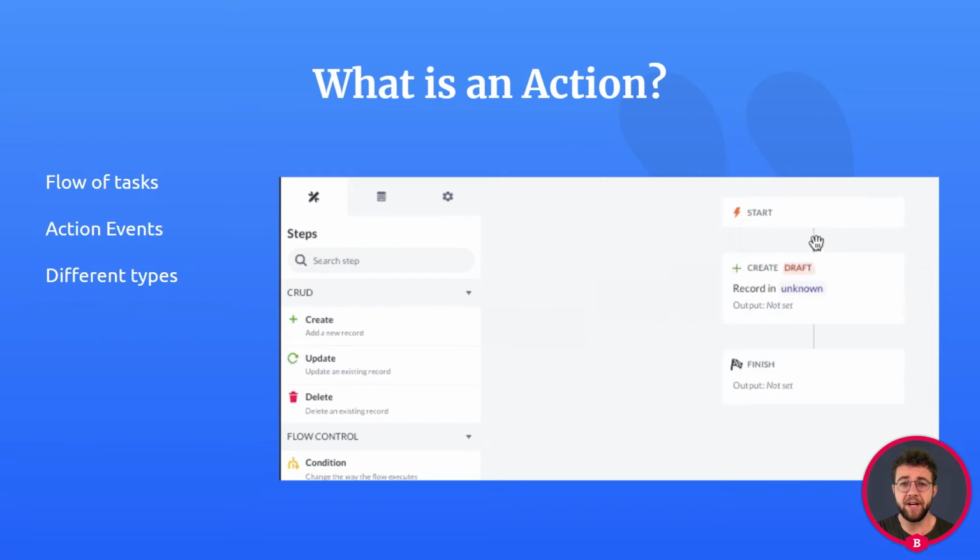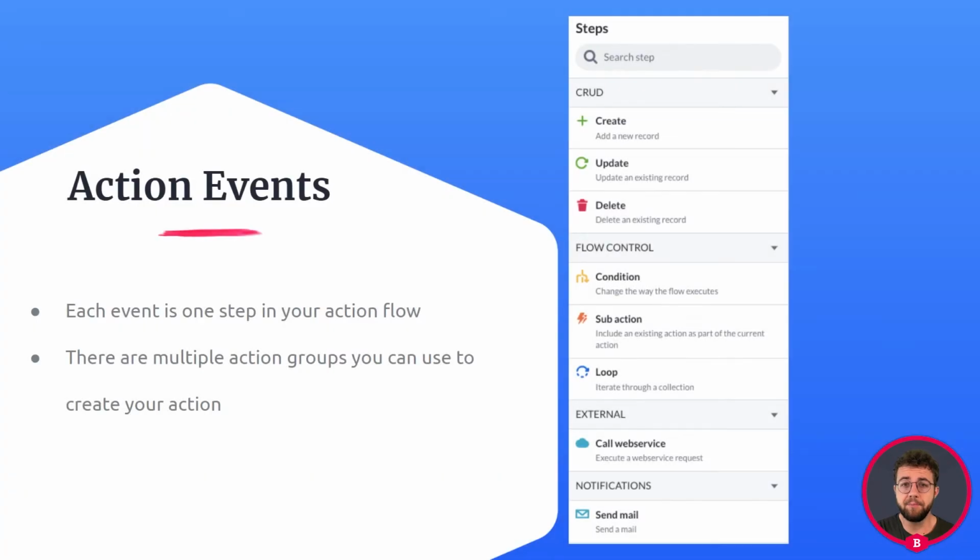You can create an entire workflow, all working in tiny steps between a start and finish point in the action builder. Each of these tiny steps are called action events. Use these to design the flow of your action and what needs to happen to the data step by step. There are multiple action groups you can use to create the perfect automation flow for your application.